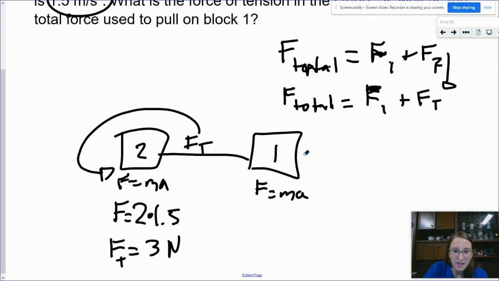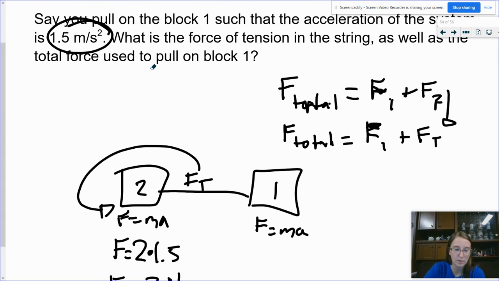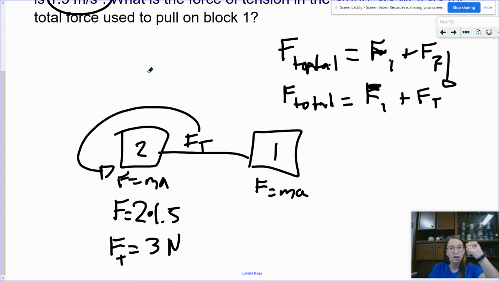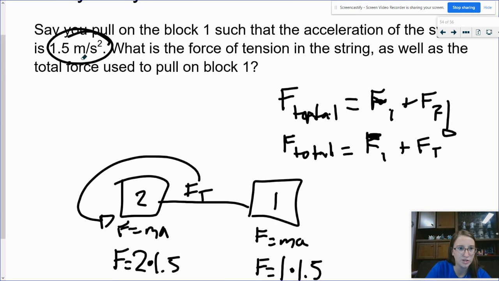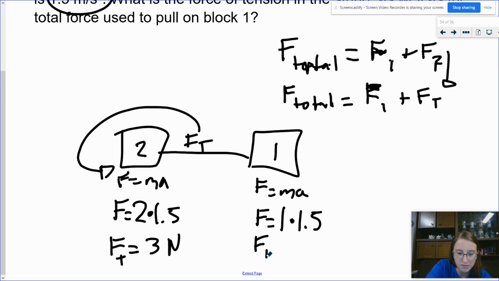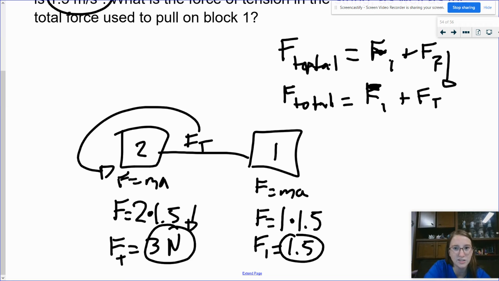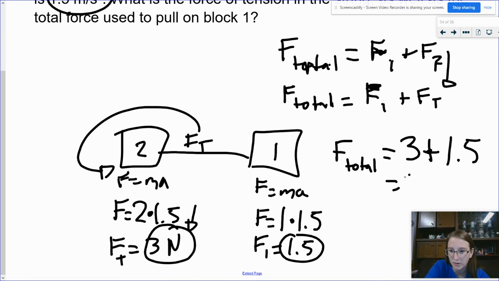Now in order to find the total force that we're pulling on block 1 with, we need to add together the force of just block 2 plus the force if I only needed to pull block 1. So block 1 has a mass of 1, still an acceleration of 1.5. Again, I was told the acceleration here. The force of block 1 is 1.5. So these 2 things added together, this is the answer to our second question. The total force is the force to pull block 2 plus the force to pull block 1, 4.5 newtons.